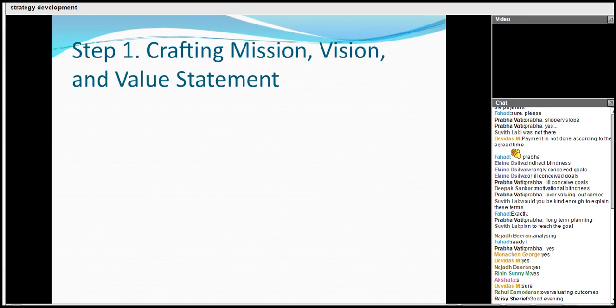Now, the next thing is step 1. Step 1, we say we're going to address the mission, vision, and value statement. Now, crafting, that is, how can we design and write up the mission, vision, and value statement of the organization. Has anyone here been involved in writing or crafting the mission, vision, and value statement for a company?